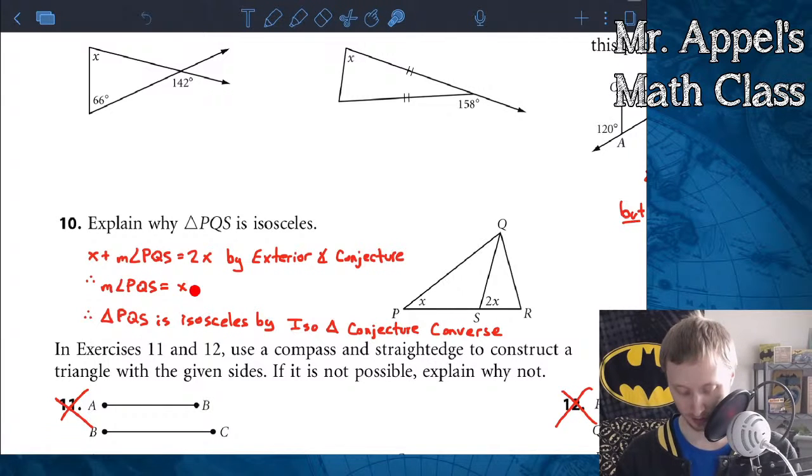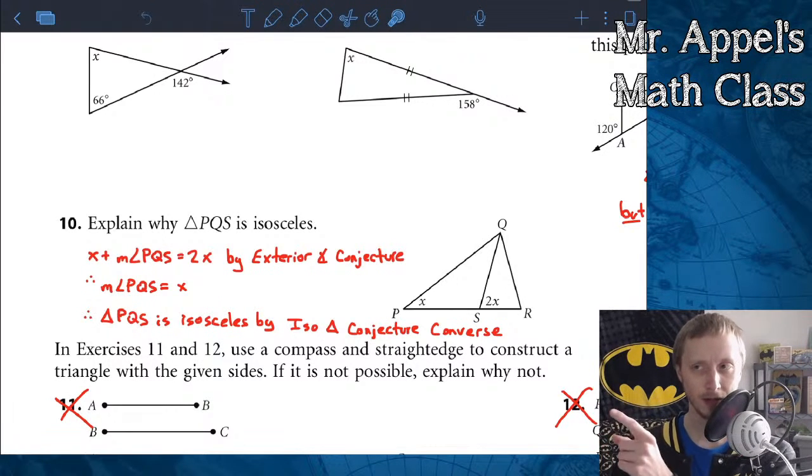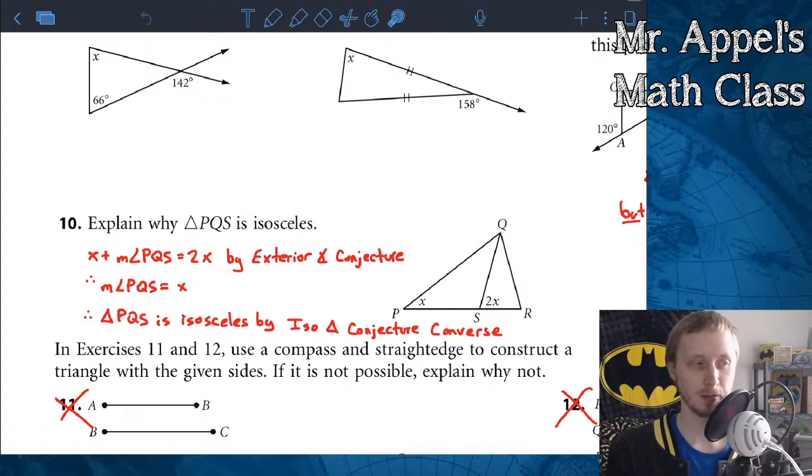So PQS, that angle measure has to also be x. Means they match on both ends there. And that has to do with the isosceles triangle. The proper term is the isosceles triangle conjecture converse. Because the conjecture itself said if it's isosceles, then the base angles are congruent. So we're going backwards. If the base angles were congruent, then it must be isosceles.